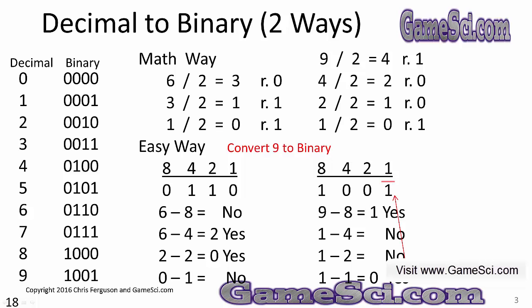1 clearly fits into 1. So 1 minus 1 is 0. Since there is a 1 left over, I'll place a 1 in the ones column of the binary number. And voila! 1001 is decimal 9. Remember, I started with a 9 and I subtracted powers of 2 until I figured out that decimal 9 converts to 1001.